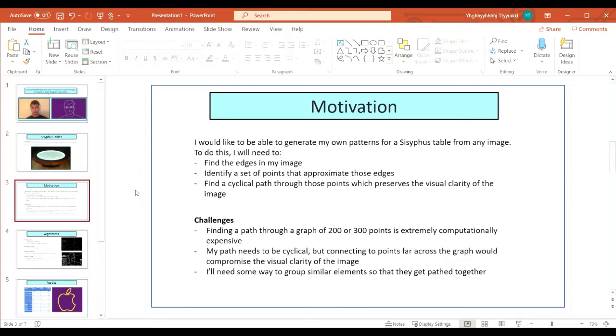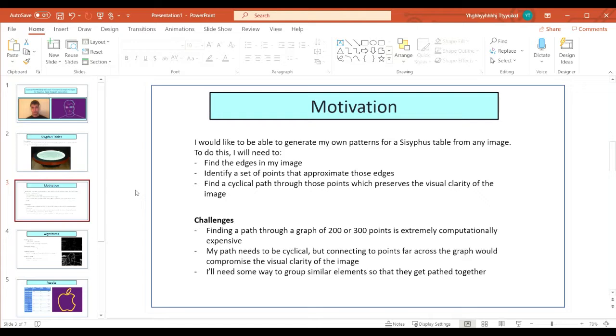Then I need to find a cyclical path through all of those points that preserves the visual clarity of the image. This is a little harder than just using Dijkstra's formula and finding the shortest path through all of these points. I need something that preserves the visual characteristics of the original photograph.